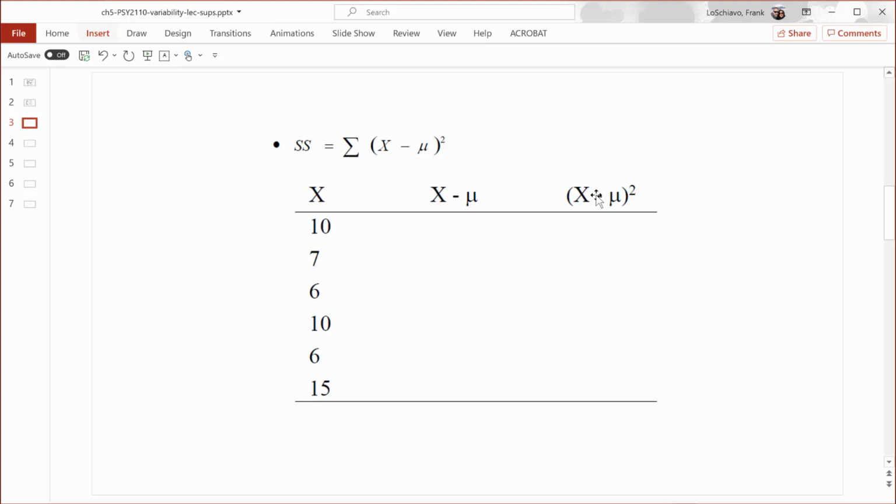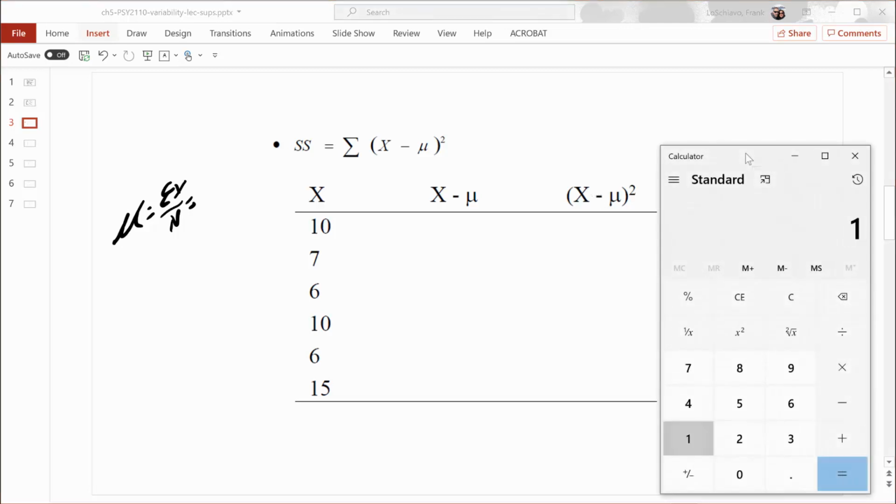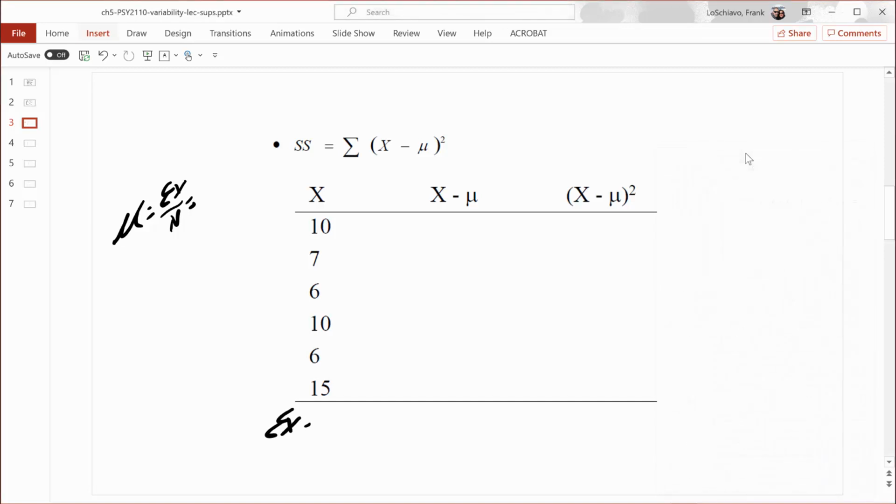All right, well, we know that we need the mean, so just off to the side, let's compute that. Remember, the mean equals the sum of x divided by n. Let's go ahead and find the sum of x. The sum of x equals 10 plus 7 plus 6 plus 10 plus 6 plus 15. So the sum of x equals 54. Using that, let's go ahead and compute the mean. The mean is going to equal 54 divided by n. We have 1, 2, 3, 4, 5, 6 different scores. 54 divided by 6 equals 9.